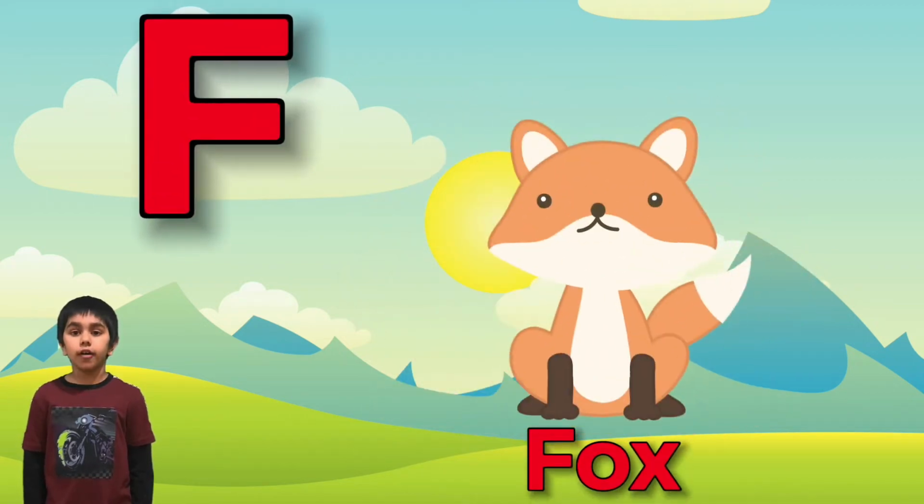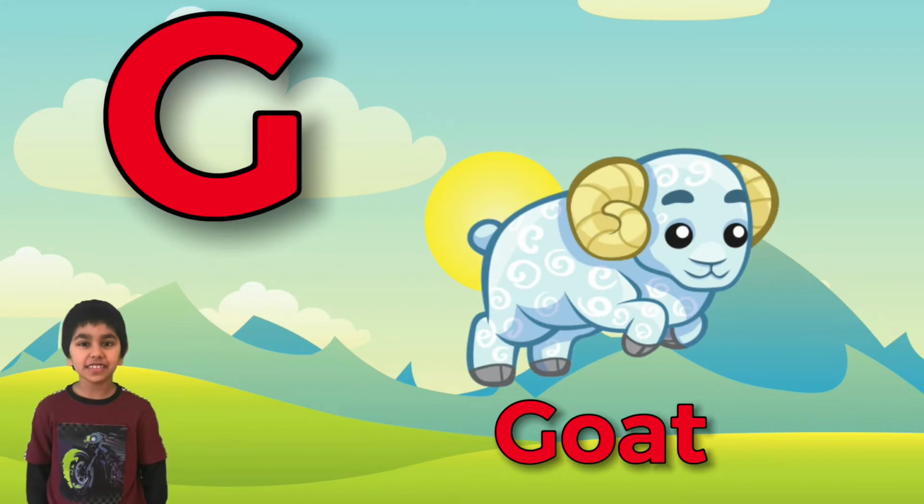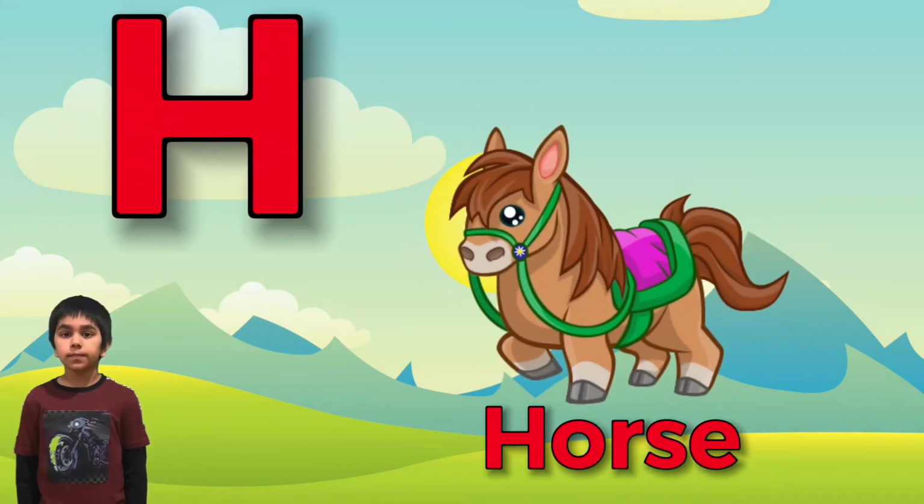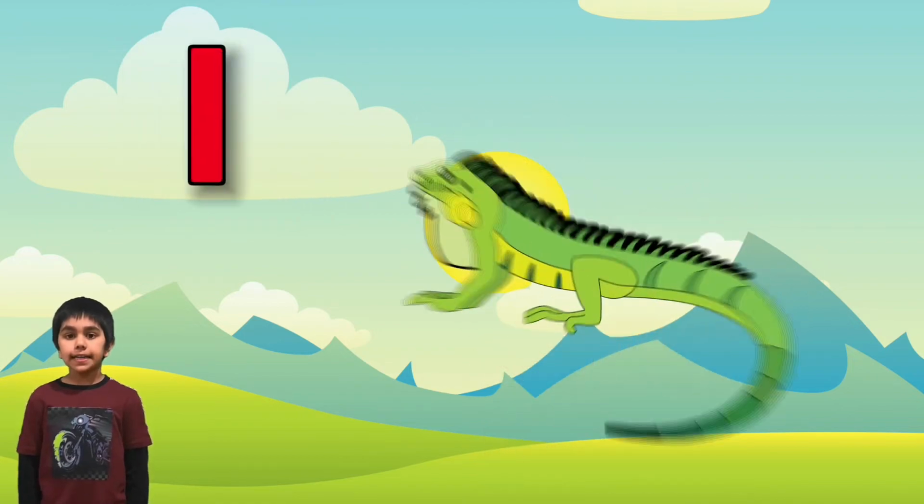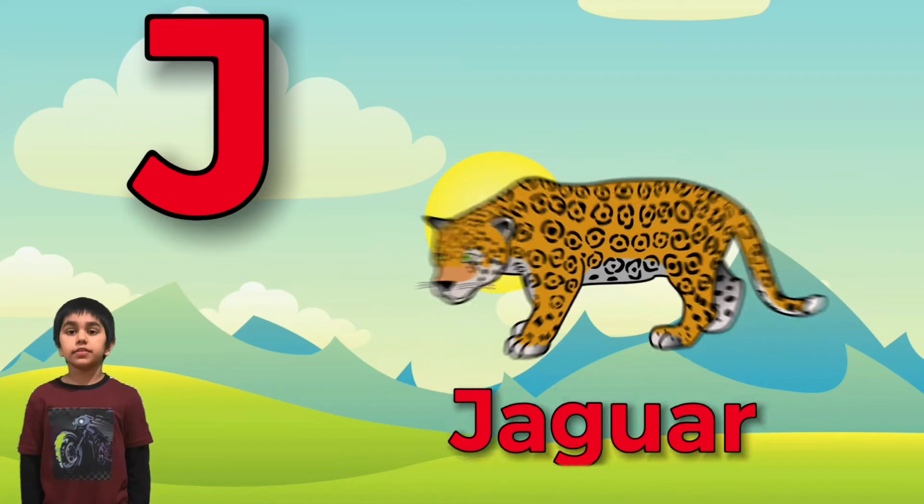F is for fox. G is for goat. H is for horse. I is for iguana. J is for jaguar.